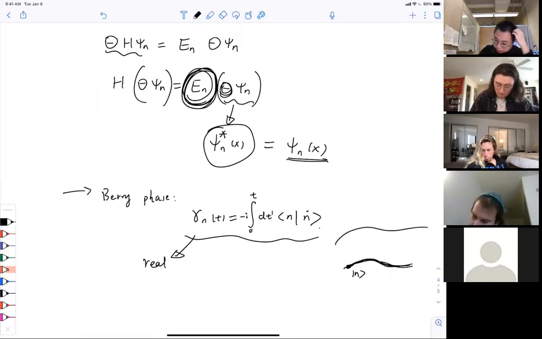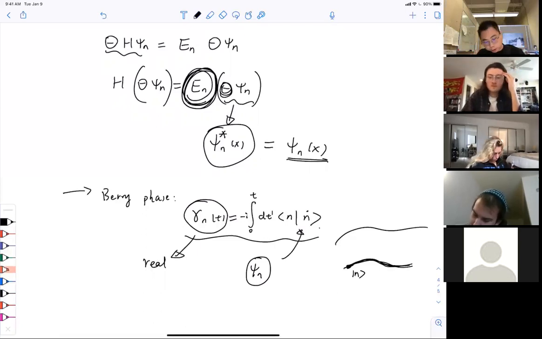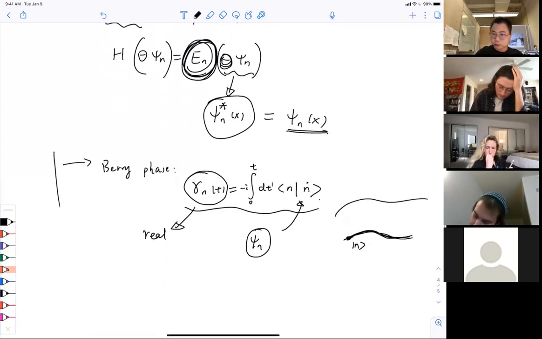So if your psi n is real, this Berry phase is always 0, meaning that we want some complex wave functions, meaning that we hope our system has no time reversal symmetry. And that's why we usually need some magnetic field or spin degrees of freedom to have non-zero Berry phase. That's a side remark.